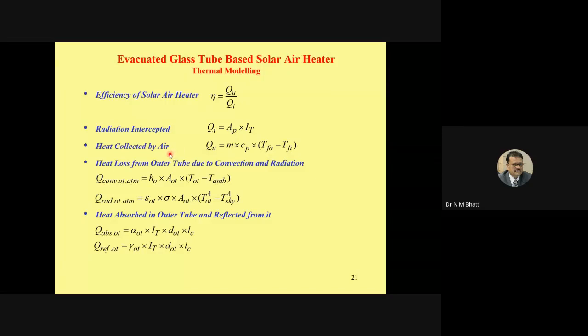And the heat collected by the air, that is the useful heat collected, is simply mass flow rate times specific heat of the air at average temperature, times the air outlet temperature minus air inlet temperature. Okay.